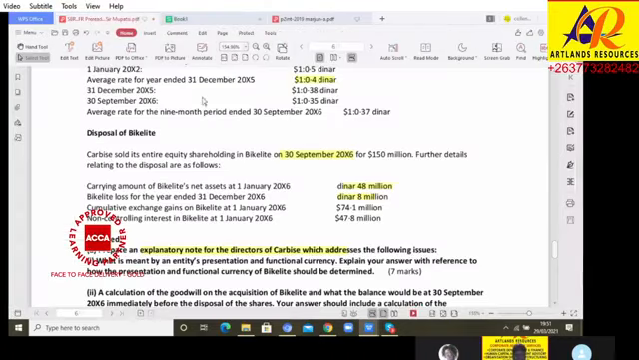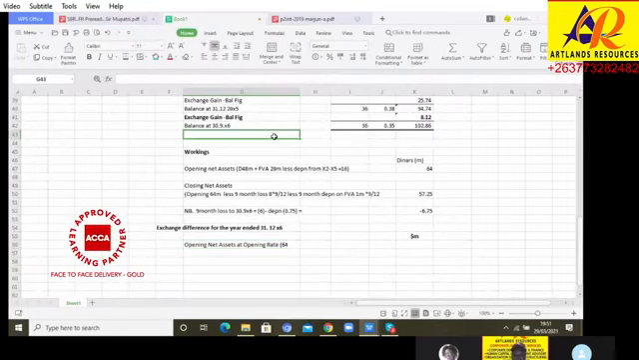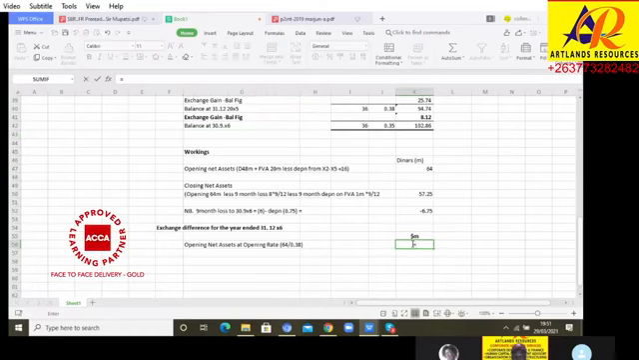At opening rate, what was the opening rate for 20x6? You know, the rate at 31 December 20x5 is the opening rate at 1 January 20x6. So it's 64 divided by 0.38. That's opening net assets at opening rate. So I come here and say equals 64 over 0.38. That's opening net assets at opening rate. They give me 168.42.